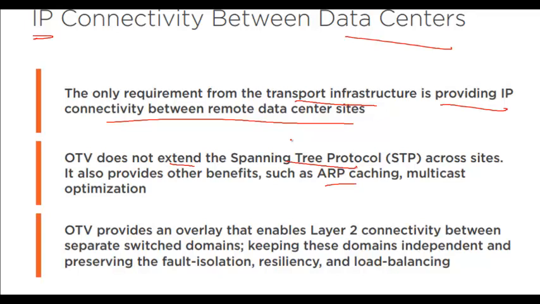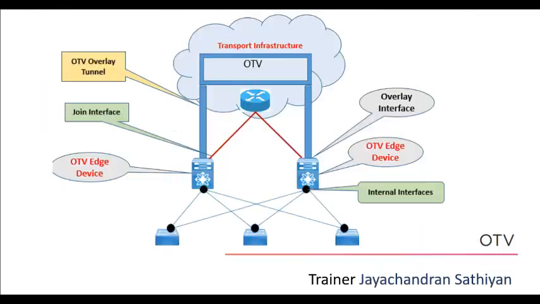Next, OTV provides an overlay that enables layer 2 connectivity between separate switch domains, keeping these domains independent and preserving the fault isolation, resilience, and load balancing. Excellent. You see, we got two separate layer 2 domains. What is the advantage? If the layer 2 domain here has gone wrong, it will not impact the layer 2 domain on the remote.